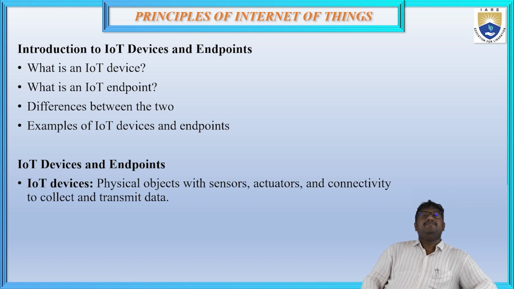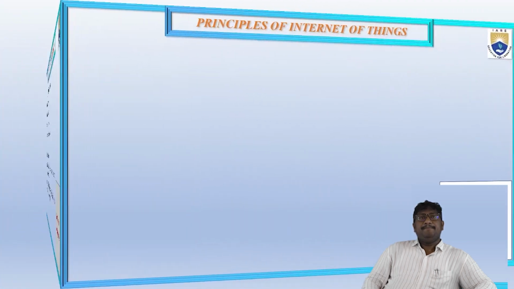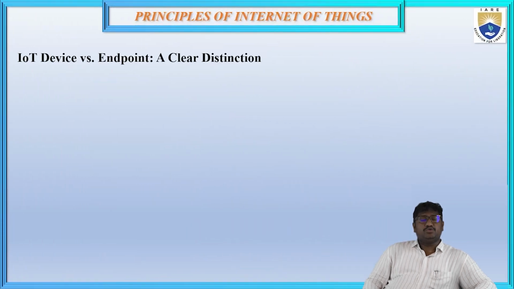IoT devices are physical objects with sensors, actuators, and connectivity to collect and transmit data. We require these IoT devices. And coming to IoT endpoints, these are required for the digital representation of IoT devices in a network, where the data is processed and managed. And what is the major difference between these two? I am going to show you a clear picture.